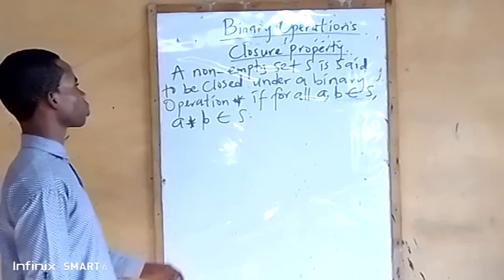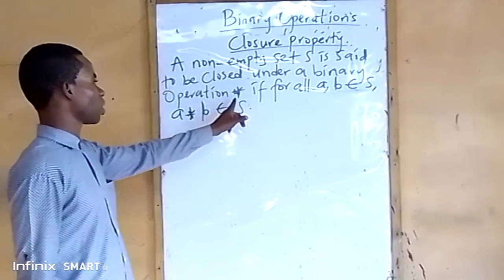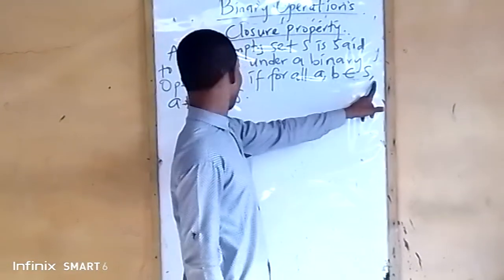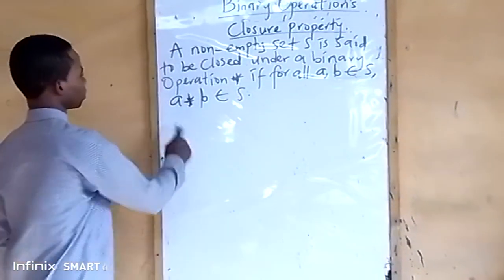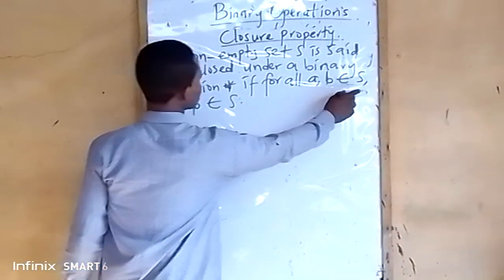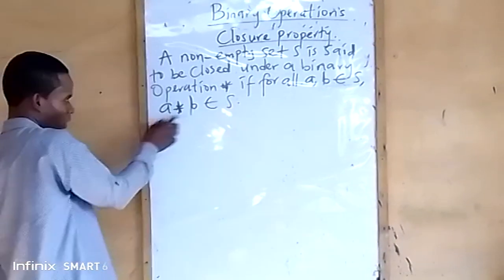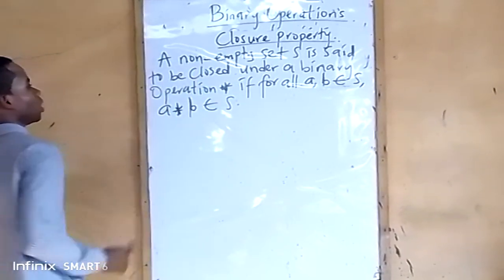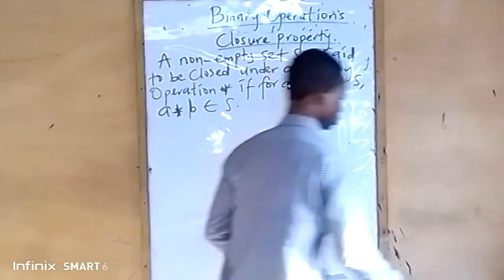under a binary operation asterisk if all the elements of X can still be found back in X. If all the elements of X after we have solved it can still be found back in X, then it is closed under this operation. Now let's take a look at an example.